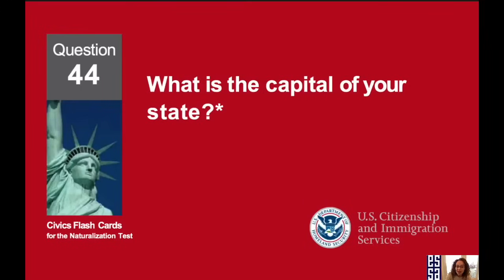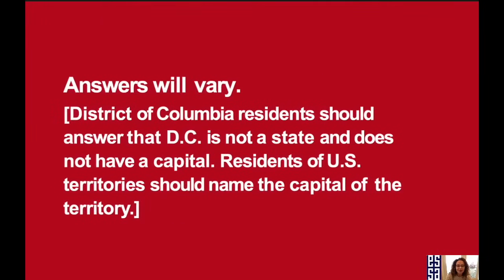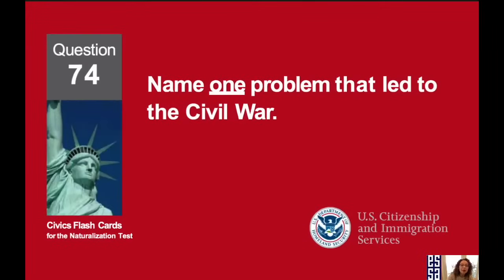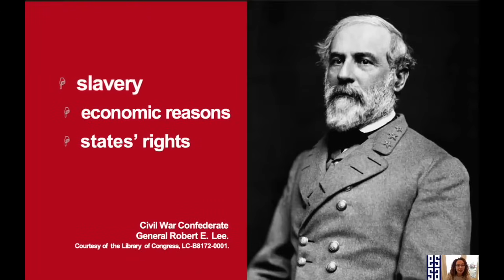What is the capital of your state? Answers will vary depending on your state or territory, or if you live in the district. Okay. Name one problem that led to the Civil War. Slavery.